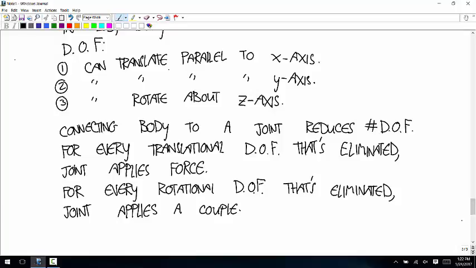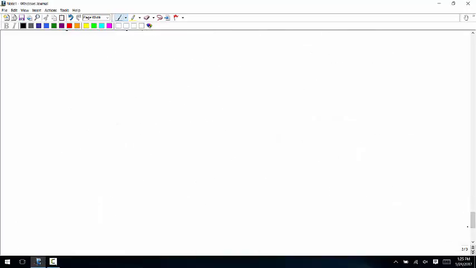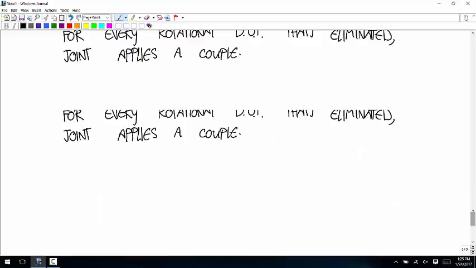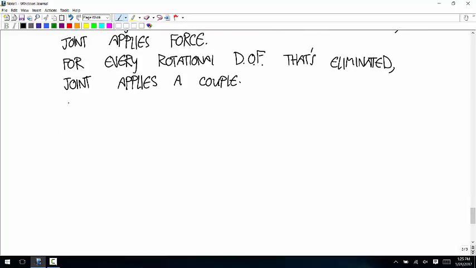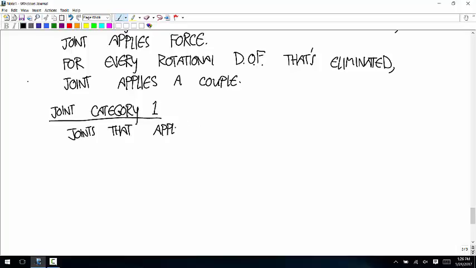The first ones, I'm going to sort of go back and forth between the document camera and this. Okay, so the first set of joints, joint category 1, I'll call this. These are joints that apply a single force in a known direction.